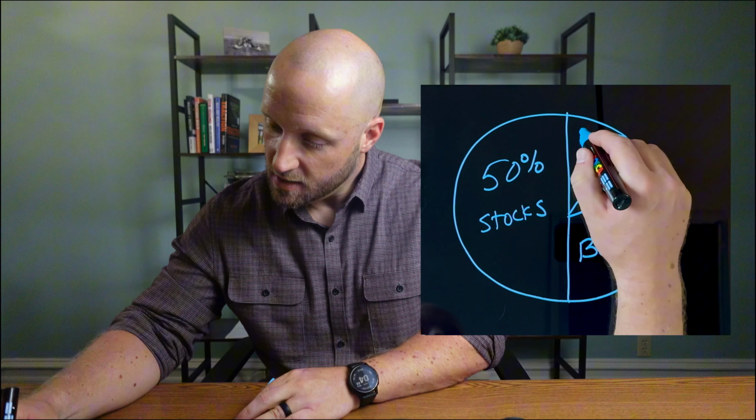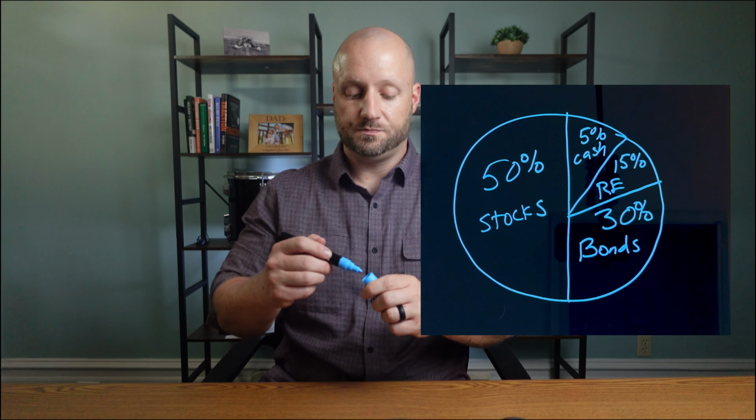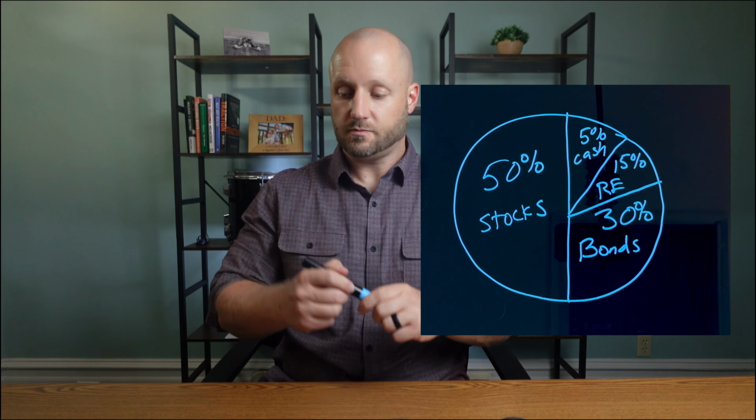We have this pie chart. We have 50% in stocks. We have about 30% in bonds. Then maybe 15% is in real estate, and then the remaining 5% is usually in cash. So this is your asset allocation where your money is divided into various buckets, each with a specific percentage allocated to it. Spreading your money across different investments decreases your risk and increases your potential returns over time.